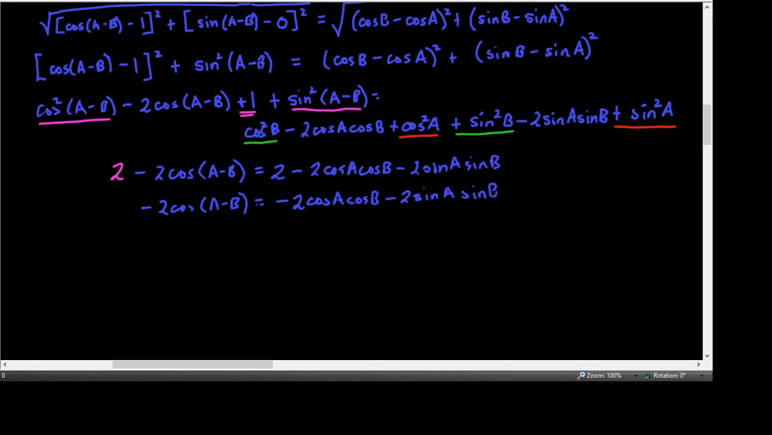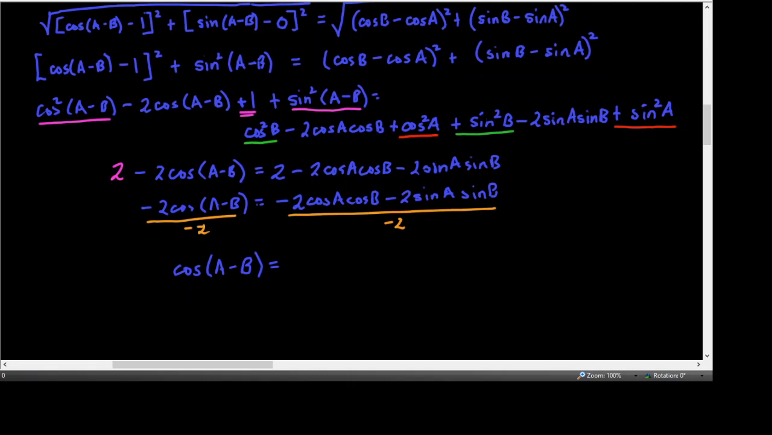Okay. Then I'm trying to get cosine of (A - B) all by itself. So what I'm going to do is divide both sides of the equation by negative 2, which leaves cosine of (A - B), which is what I was hoping for.